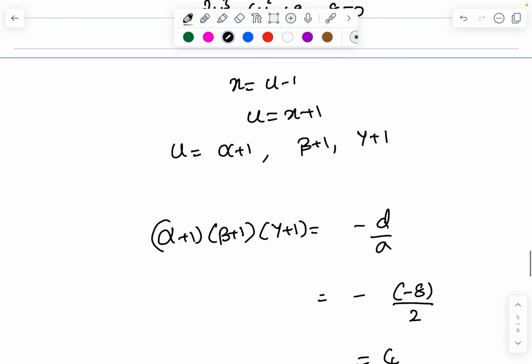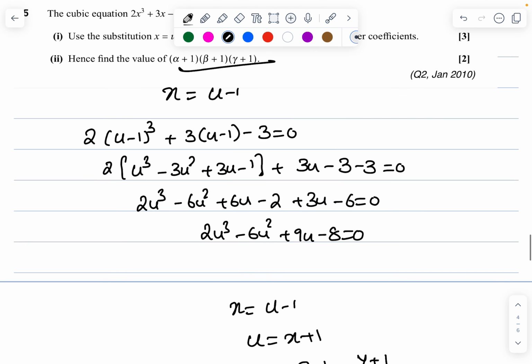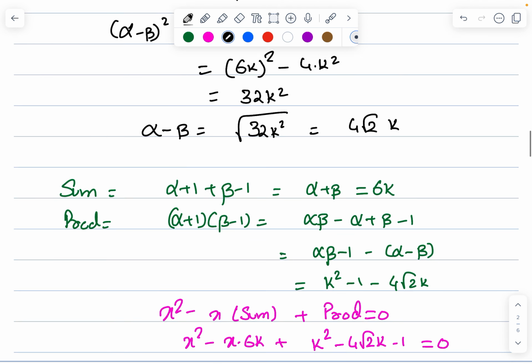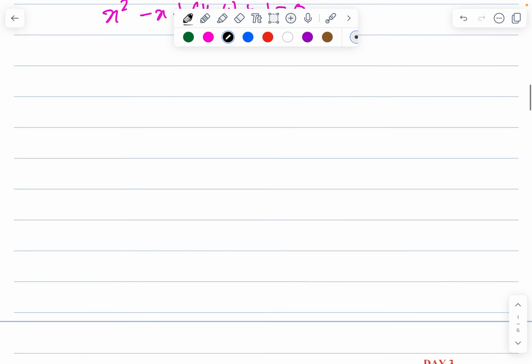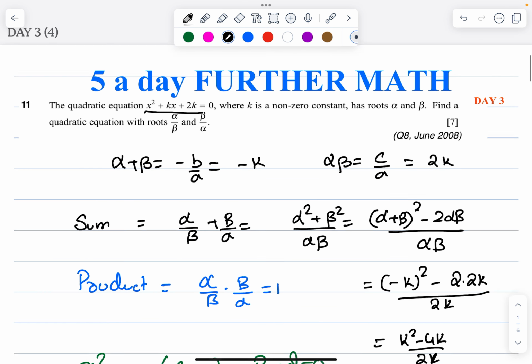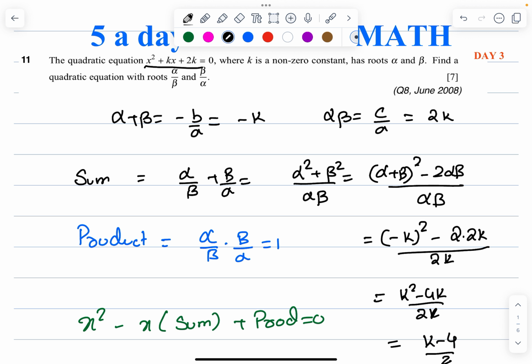That completes this video. See you in the next video for this day 3, where we have 11 to 15 questions. Now in day 4 we will be doing 16 to 20. So every day try to do only 5 questions for this further math. That will be helpful for you getting a good score in further pure mathematics for this chapter.